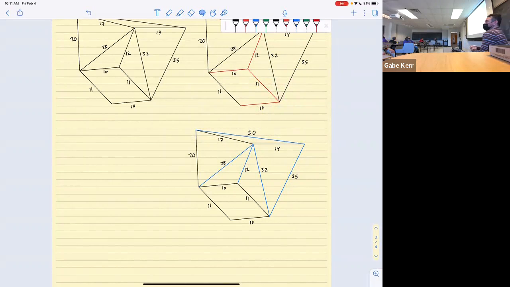And now, what can I choose? Now I can choose an 11, but I have to choose the right 11. Maybe this one. And this will give me a maximal spanning tree. This one gives me a minimal one.